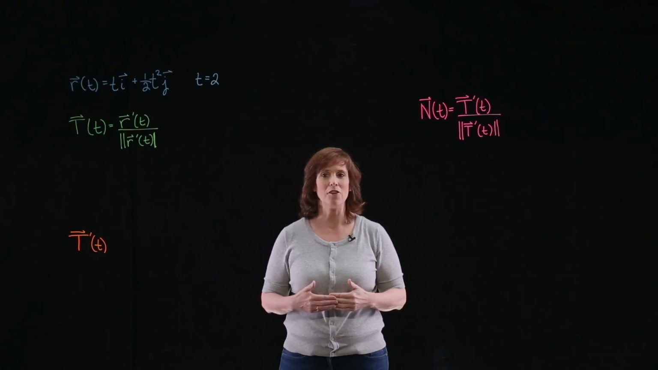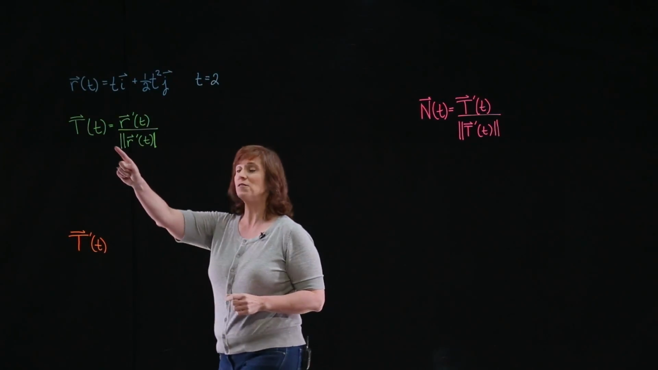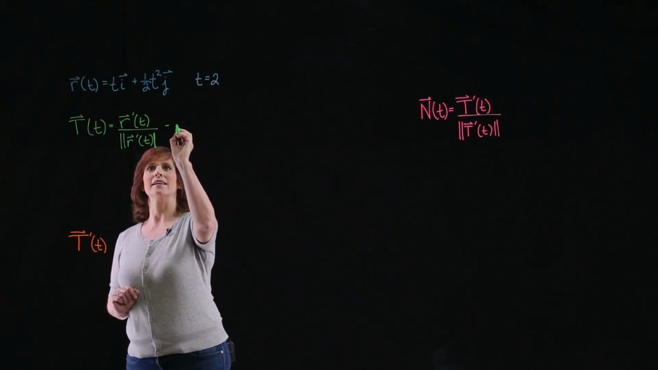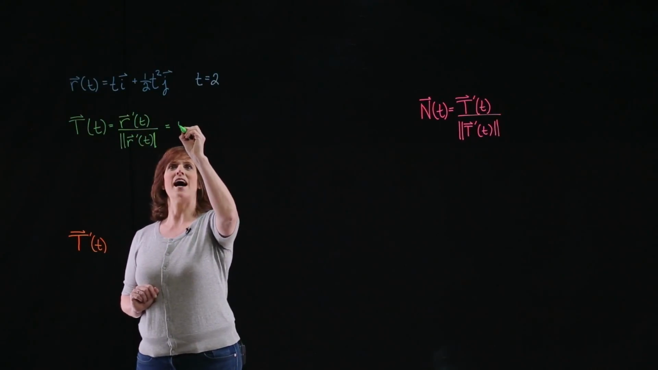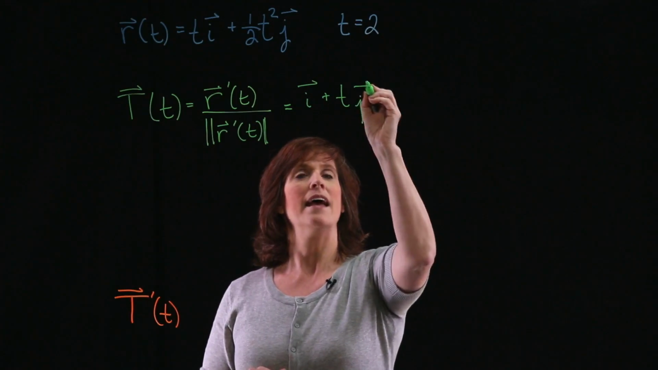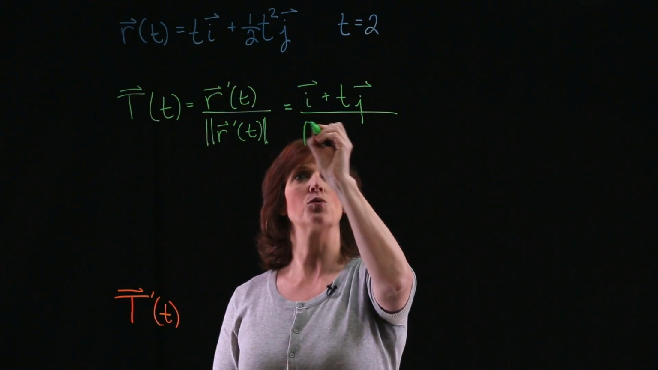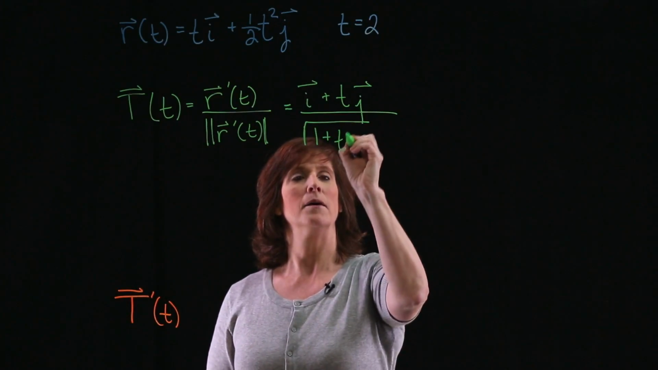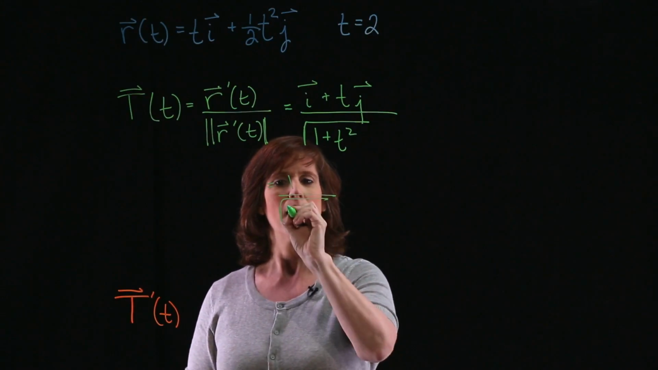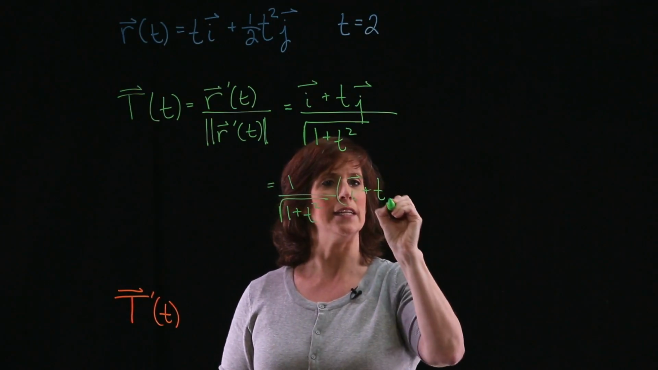So we have a lot of things we have to calculate before we're ready to plug it into our formula. So let's take this one step at a time. Let's first of all find the tangent vector. To do this, I'm going to find r prime of t, which is just i plus t j. And then I have to divide that by the norm of that vector, so that's going to be the square root of 1 plus t squared. So I can write this as 1 over the square root of 1 plus t squared times vector i plus t j.